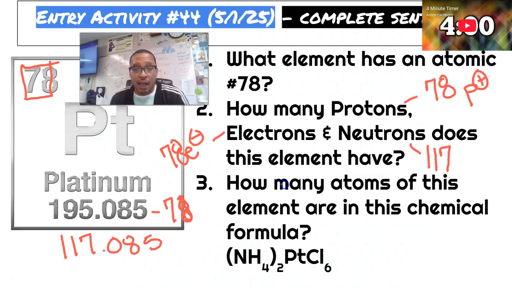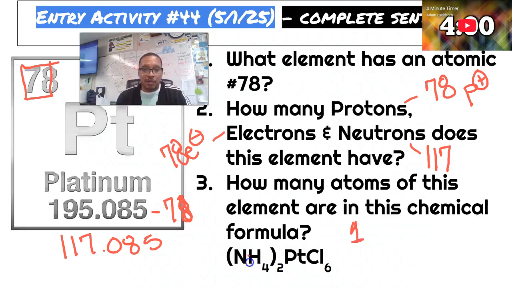And before I skip to the next part, I just want to make sure, remember, we either have a neutron or we don't. So there's either 117 or 118. That's why we've got to round it. And remember, this atomic mass is an average to begin with. So how many atoms of this element are in this chemical formula? And since it is platinum, right, there are actually just one. That's it. There's no subscript there, so it's actually just one.